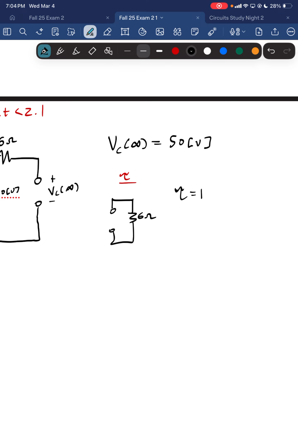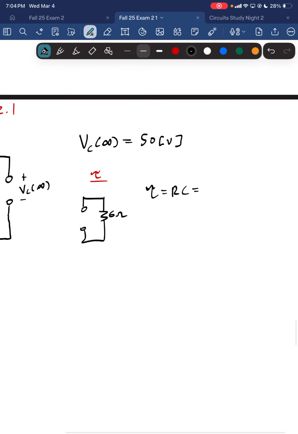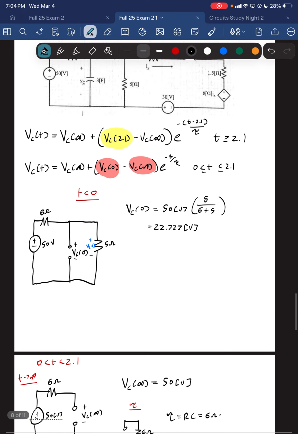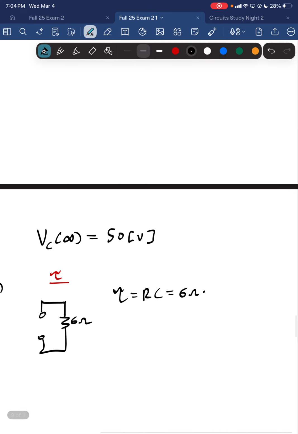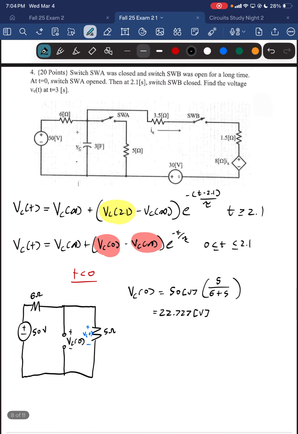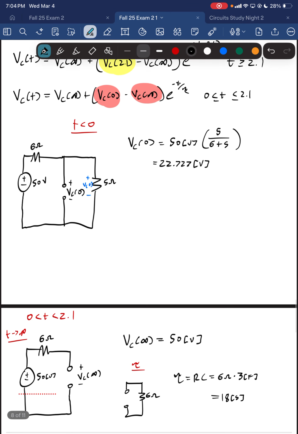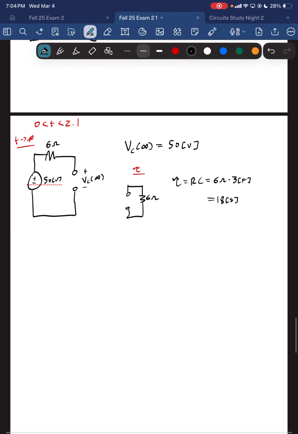So tau for a capacitor, your time constant, is R times C, which is 6 ohms times C, which is 3 farads. So 18 seconds. All right, 18 seconds is your time constant. So that means it's going to take almost a full minute for this capacitor to fully discharge.